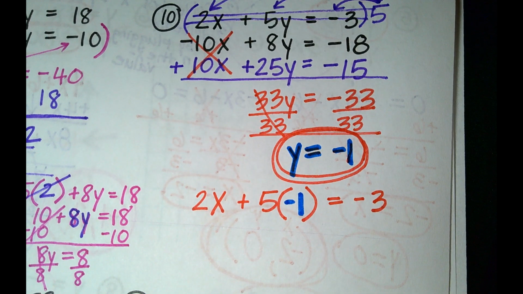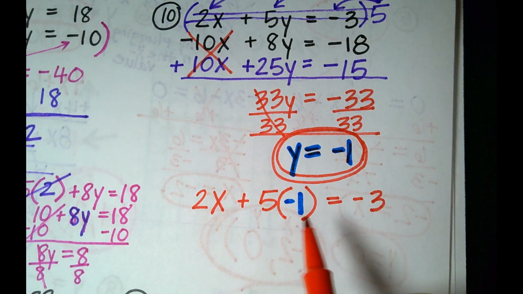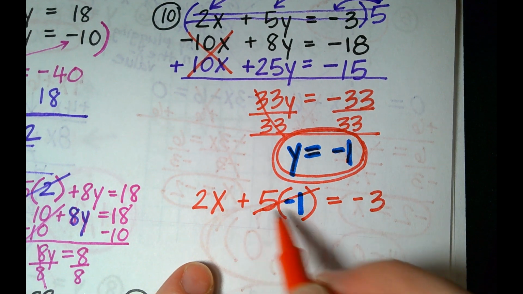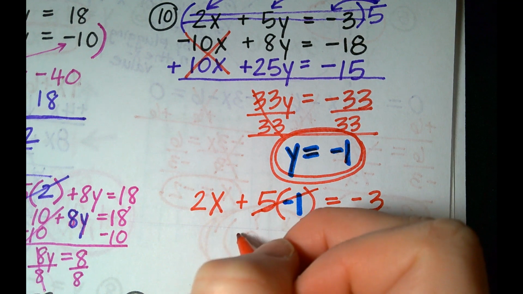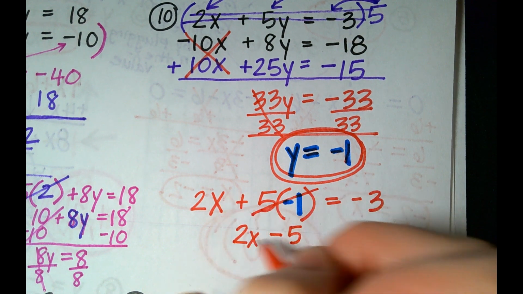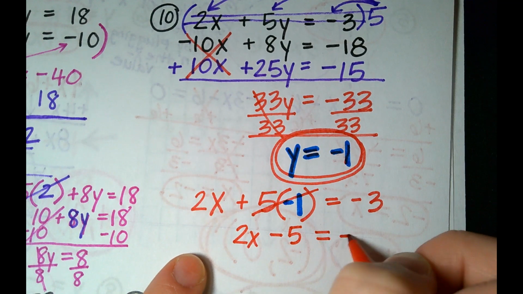So what do I do next? Add 5. You're gonna multiply. Yes, multiply 5 times negative 1 gives us negative 5. So I'm going to bring everything down. 2x minus 5 equals negative 3.